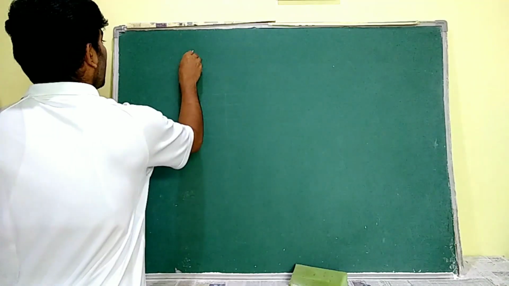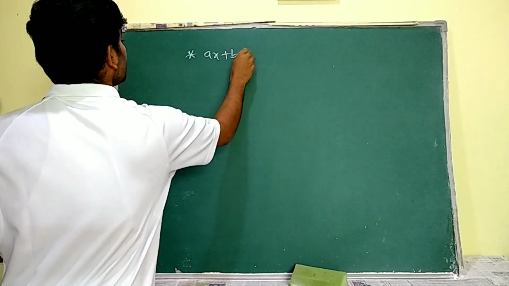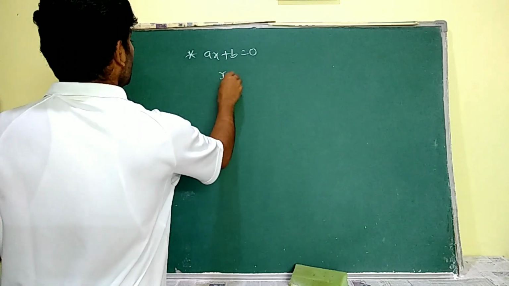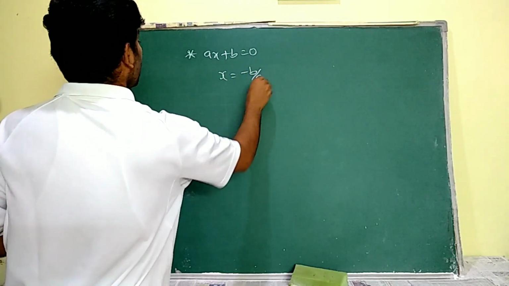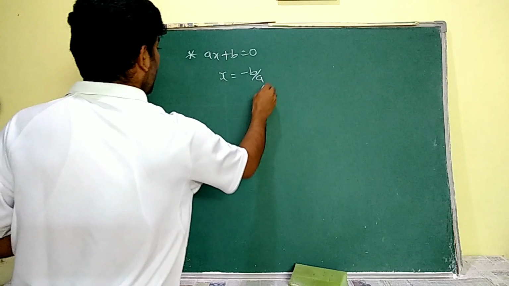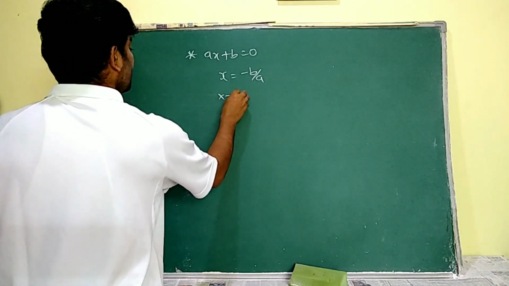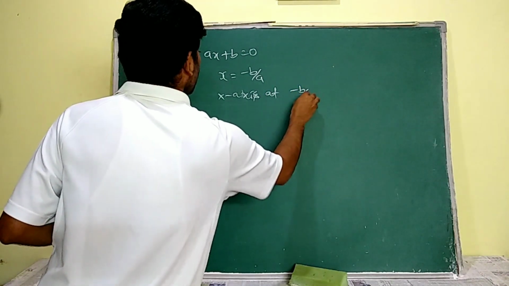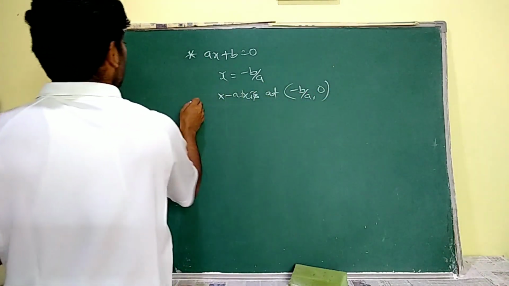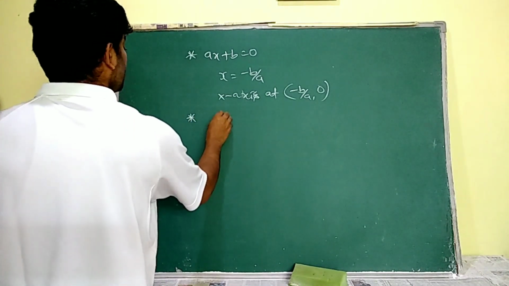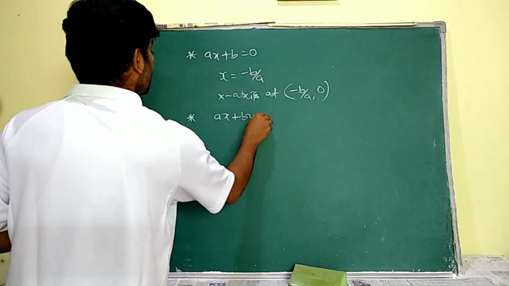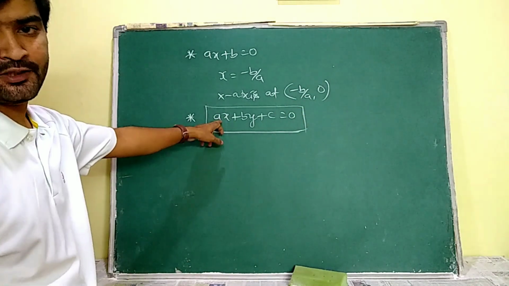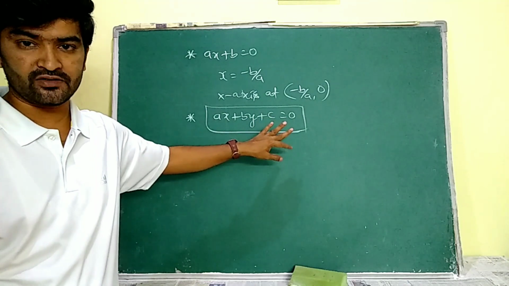Understand? ax plus b is equal to 0 is a linear polynomial in one variable. It is going to have its solution as minus b by a. That means it touches the x-axis at (minus b by a, 0). Now we know that ax plus by plus c is equal to 0 is a linear polynomial in 2 variables, so it is going to have infinitely many solutions.